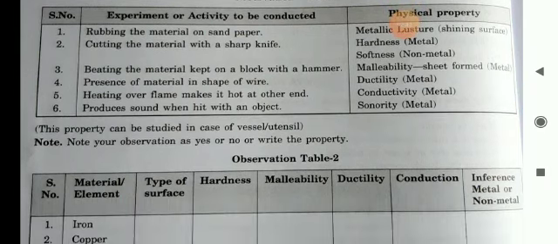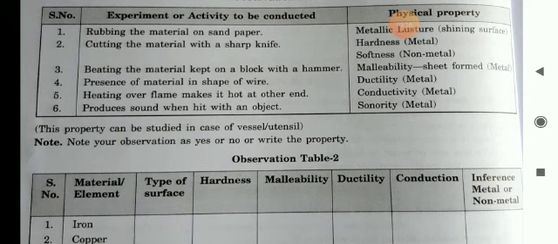Third, beating the material kept on a block with a hammer. Take a hammer and beat the material. That means you have to strike the material with a hammer. If it converts into a thin sheet, then it is malleable. And if it does not, it gets broken, then it is non-metal.